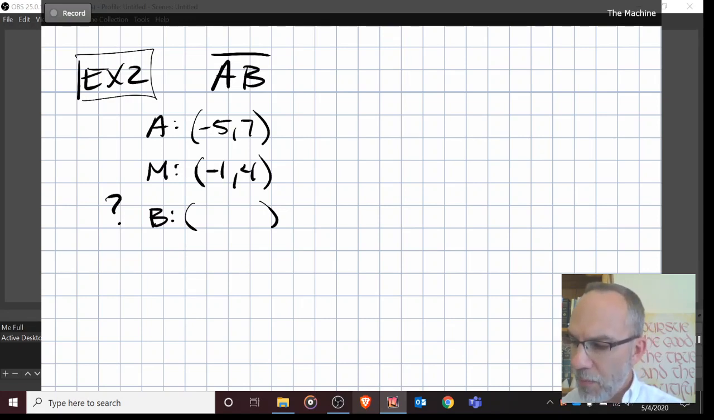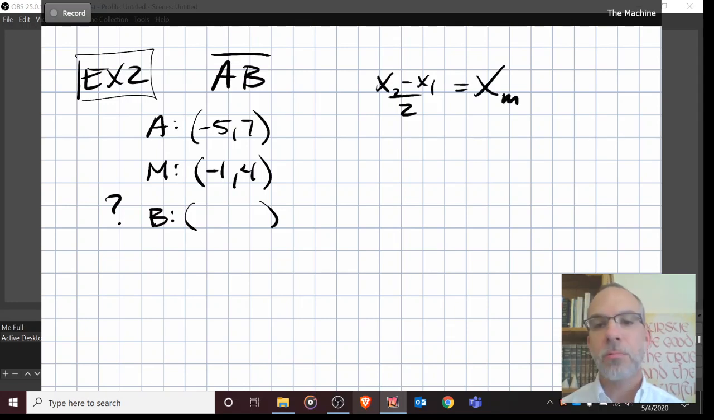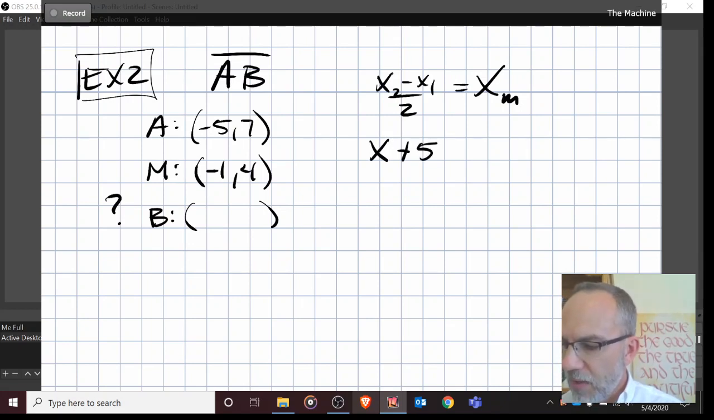So we know that the midpoint value of the x's is going to be x2 minus x1 over 2. That's equal to the x midpoint, right? Subscript m for the midpoint of the x. So what does this mean? Well, I don't know the second point, so let me leave that as an x. X minus the first x point, isn't that positive 5 or negative 5? So x plus 5 all over 2. That has to equal the midpoint. What's the midpoint of the x, negative 1?